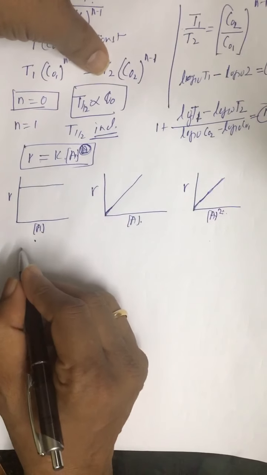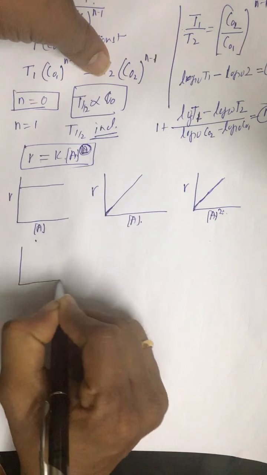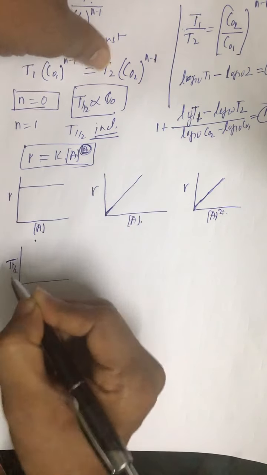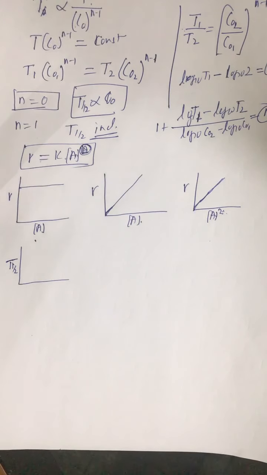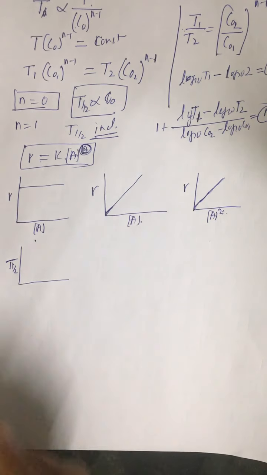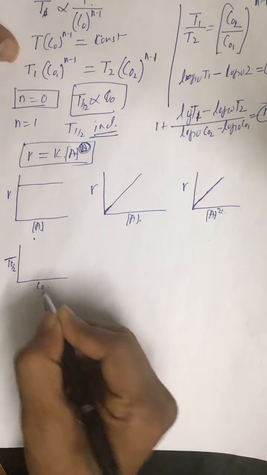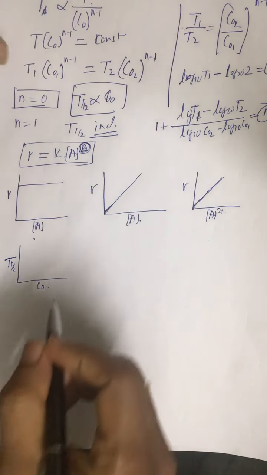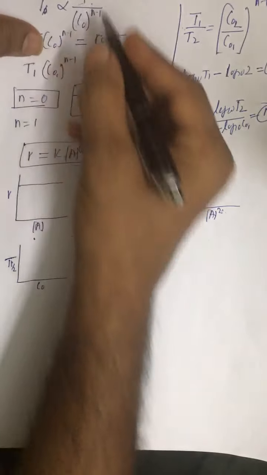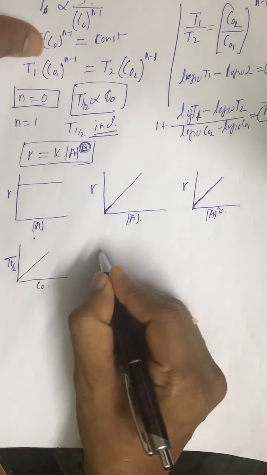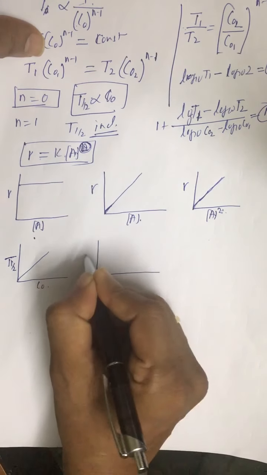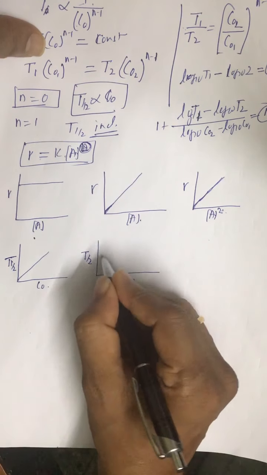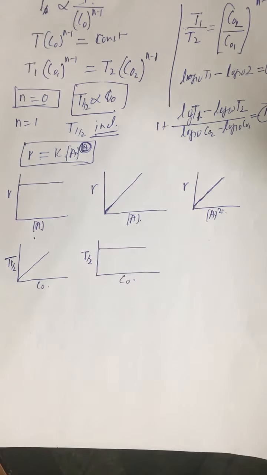And second is the graph between T half and C0. Between T half and C0, for zero order reaction, it is directly proportional. For first order reaction, if you draw a graph between T half and C0, it is independent of concentration.